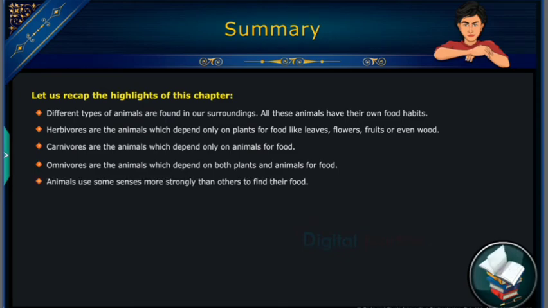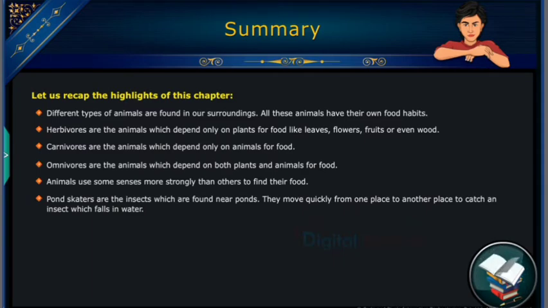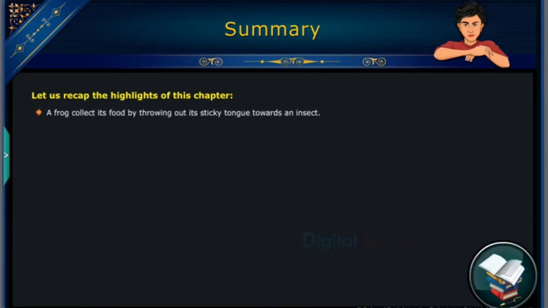Animals use some senses more strongly than others to find their food. Pond skaters are the insects which are found near ponds. They move quickly from one place to another place to catch an insect which falls in water. Beaks of birds differ from one another based on the food they eat. A frog collects its food by throwing out its sticky tongue towards an insect. Dogs and cats use their sharp teeth and tongue to eat food.